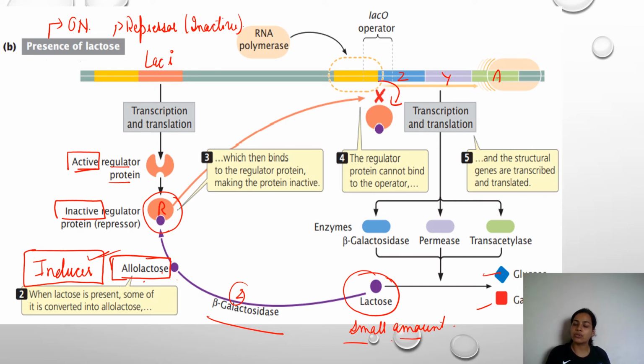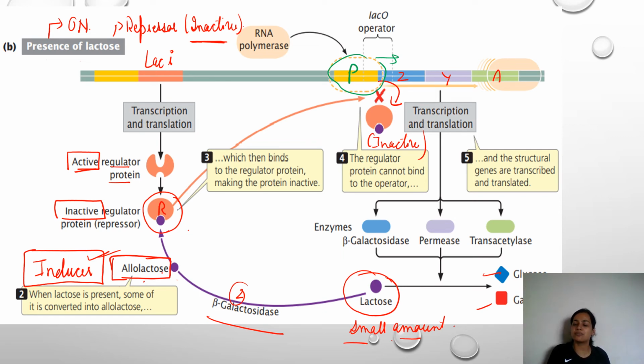Okay, so via both mechanisms, allolactose will bind to the free repressor and inactivate it, and it will also bind to the already bound repressor and inactivate it. As a result, the repressor is now unable to bind the operator and is inactive, which is what we needed. Then the RNA polymerase will come and bind to the promoter region, and now it is free to move because there is no hindrance here. It can easily scan all the structural genes.